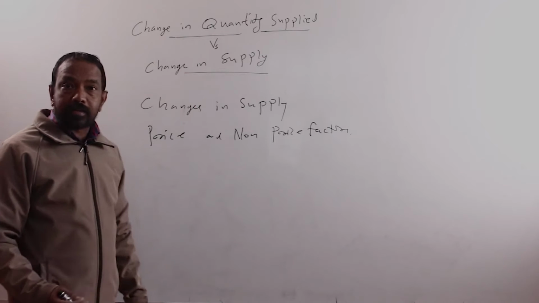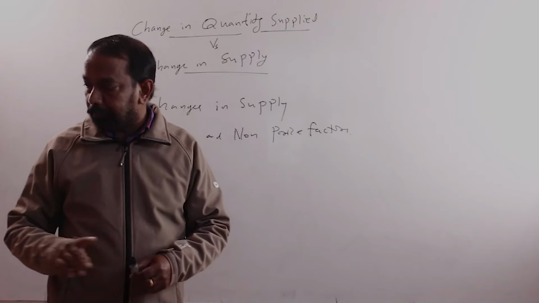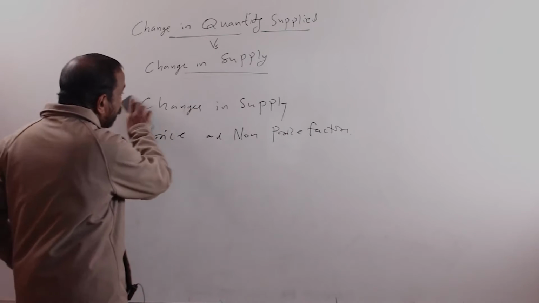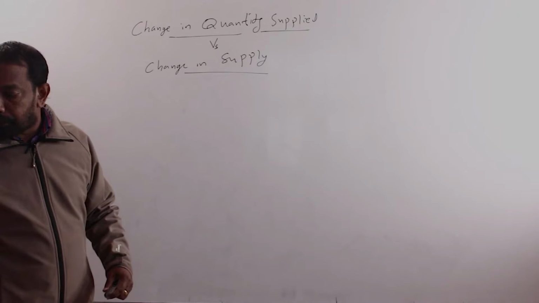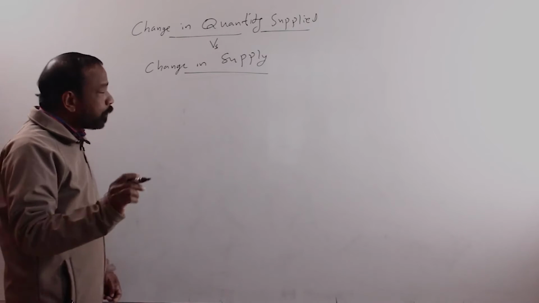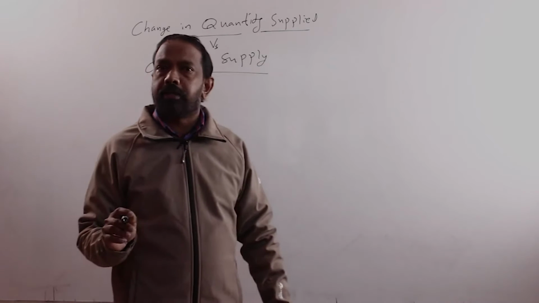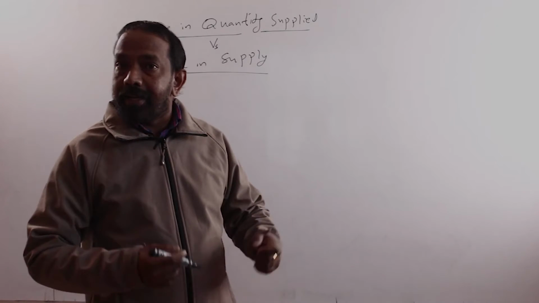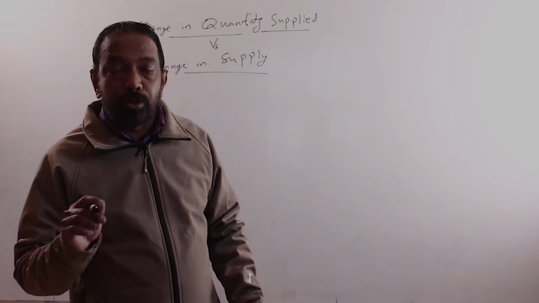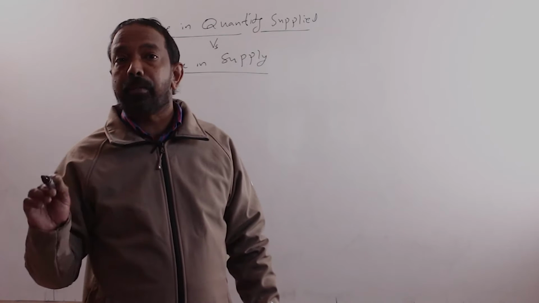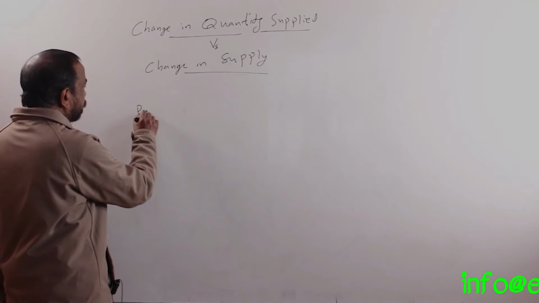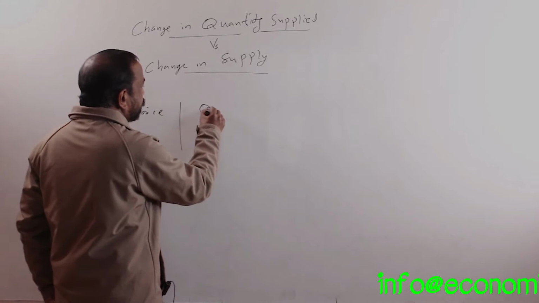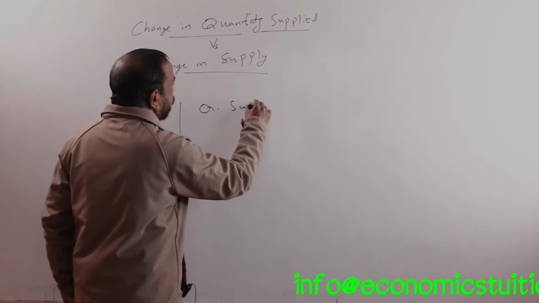So let us discuss one by one. Firstly, I am going to explain change in quantity supplied. The supply of a commodity rises or falls due to change in price. Look at this table: price and quantity supplied.